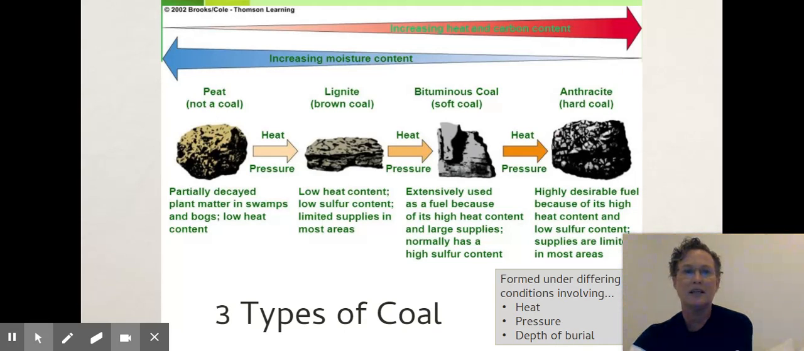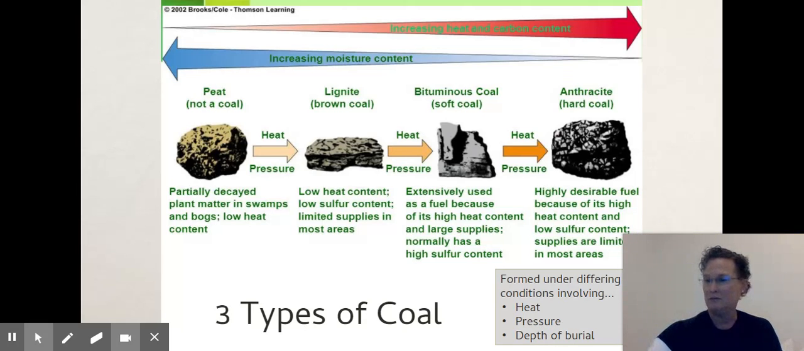So what I'd like you to do on your picture here, you have the same picture in the packet, there are 3 types of coal. Peat is not coal, so you should write that in. But with time, heat, and pressure, peat gets transformed into lignite, which is also called brown coal. It has a low heat content, a low sulfur content, and is limited in most areas. This stuff is not good. It's really bad to burn for the environment.